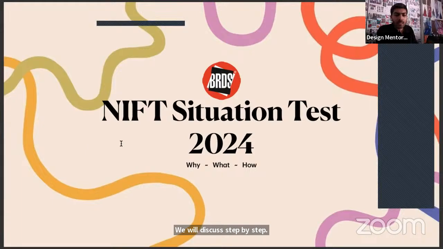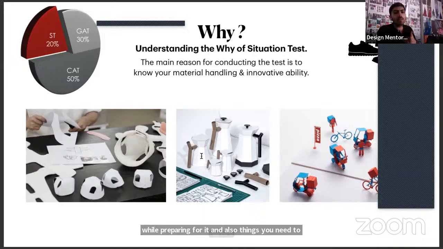If you can sit with a diary and a pencil, it would be great for you to note down all those important points. We will be sharing things that you need to keep in mind while preparing for it, and also things you need to consider while you are appearing for the exam. Right. So starting with screen sharing.